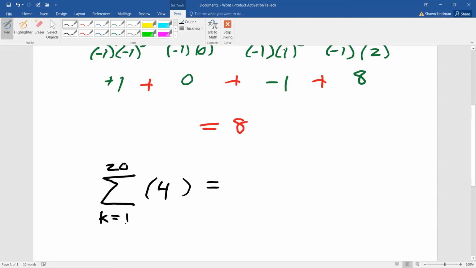So what happens in this example is really a little more straightforward. When I plug in 1 for k, I get 4. When I plug in 2 for k, I also get 4. So I'm going to have 4 plus 4 plus 4 plus 4 for each one of these values from 1 to 20. This is going to be 4 plus 4 plus 4, 20 times. This is going to equal 80.